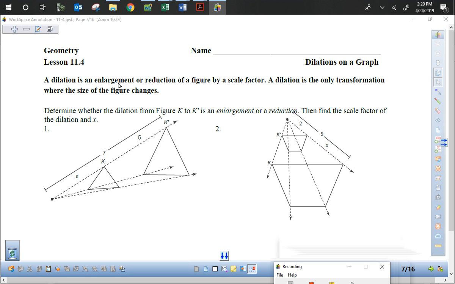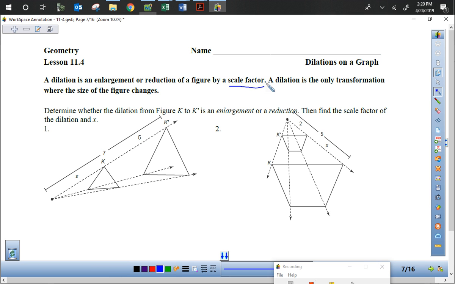So it says an enlargement, so it got bigger, or a reduction, got smaller, of a figure by a specific scale factor. This is our only transformation where the size of our figure changes. We've been practicing so much looking at our graphs and making sure they were the same size and the same shape. This one, the size actually changes. What we're going to do first is talk about this scale factor in general.